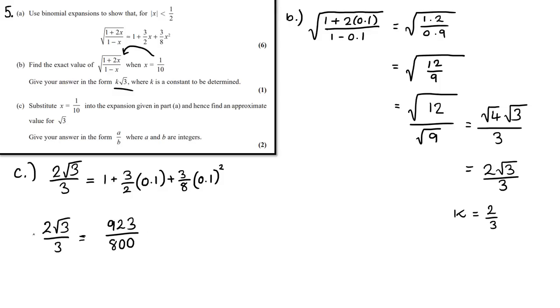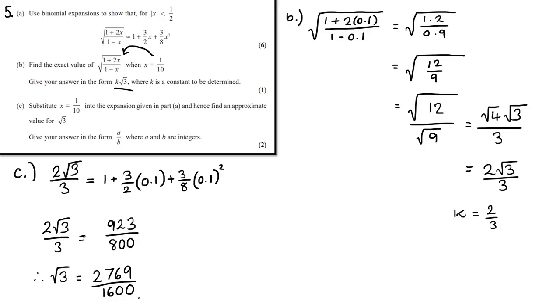So all I need to do now is change this left hand side here. Instead of it being 2 root 3 over 3, we just want it to be root 3. So in that case, what I'm going to do then is times 3 by 3 and then divide by 2. Okay, so therefore root 3 is equal to 923 over 800 times by 3 and then divided by 2. Okay, so in that case, what I get for root 3 is 2,769 over 1,600. Okay, and that's in the correct form there. So we've got it in the form A over B.